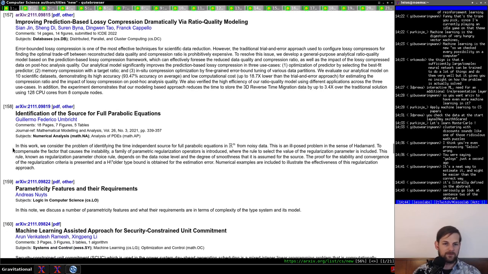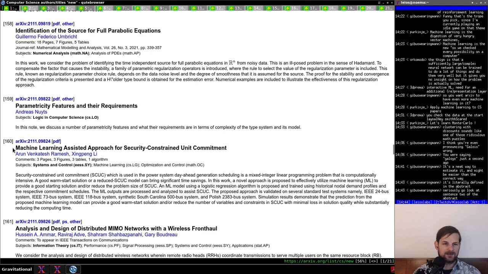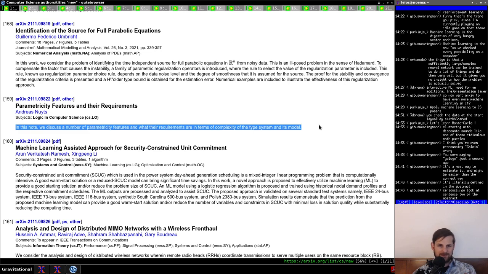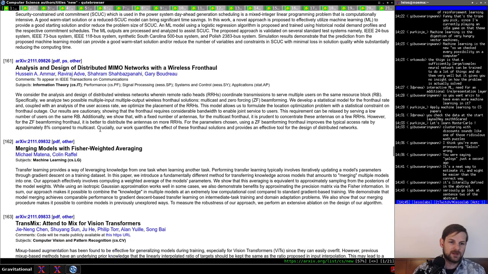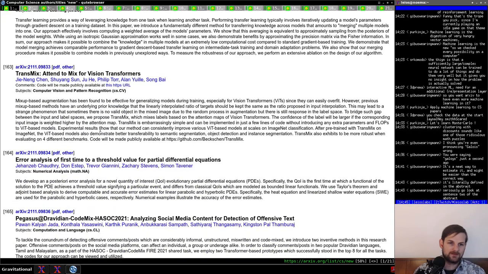Identification of the source for full parabolic equations, parametricity features and their requirements. Could be interesting. I'm not sure if we want to look at the abstract. In this note, we discuss a number of parametricity features and what their requirements are in terms of complexity of the type of system and its model. It's like maybe not. Machine learning assisted approach, merging models with Fisher weighted averaging, transmits mix attended to mix for vision transformers. Interesting.